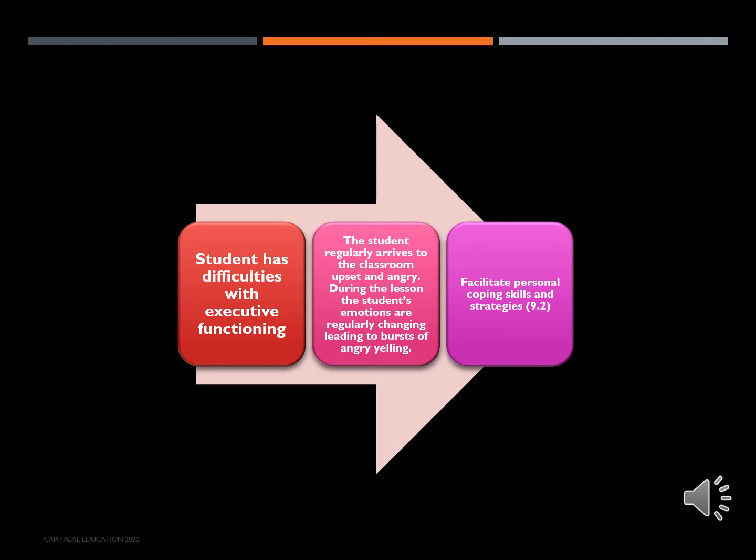For our hypothetical student on the autism spectrum with executive functioning difficulties, the functional impact is that the student regularly arrives to the classroom upset and angry. During the lesson, the student's emotions are regularly changing, leading to bursts of angry yelling. What can we do to support the student in the classroom? If we have a look at the UDL framework, we could identify UDL checkpoint 9.2, facilitating personal coping skills and strategies.